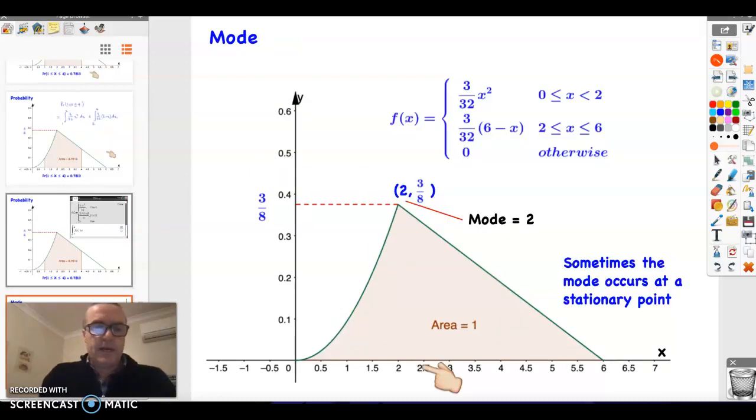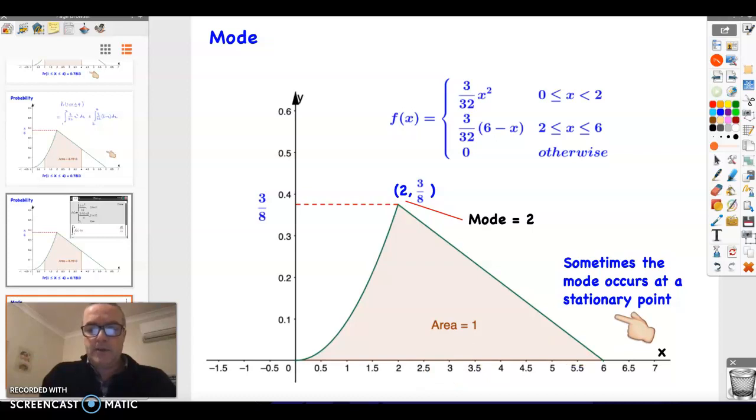This particular probability density function has a maximum value right here at the coordinates 2 and 3/8. So that's an indication that the mode of this distribution is 2. This value of x is what gives us the mode. So the point on the function that has the highest probability associated with it.